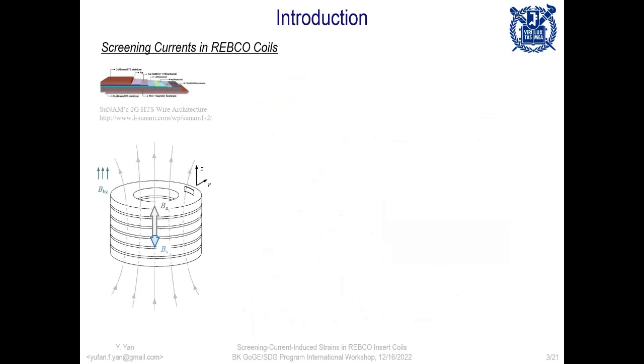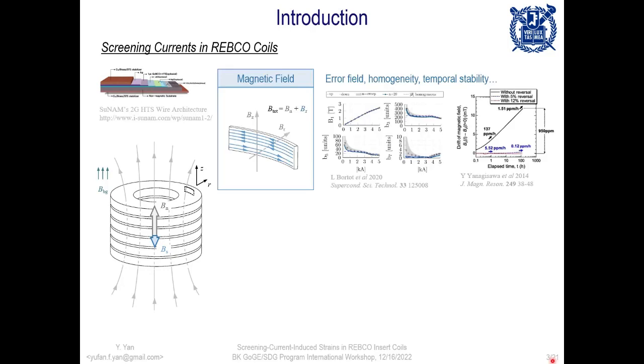Unlike most commercialized low temperature superconductors, the shape of the superconducting layer in the REBCO coil has an extremely high aspect ratio. This allows for current flow across the whole cross-section of the tape, and a direct result of this is a stronger screening current effect. From the perspective of the magnetic field, this will introduce an error field, and this will affect the overall homogeneity and temporal stability of the magnetic field.